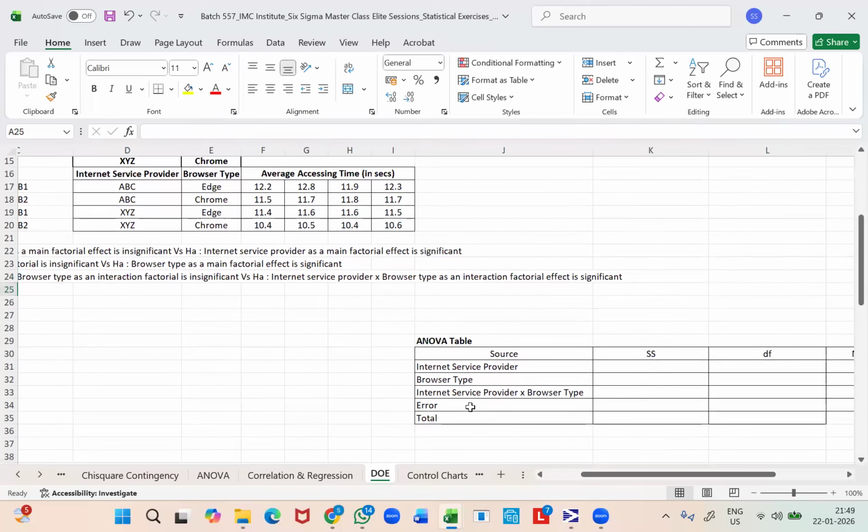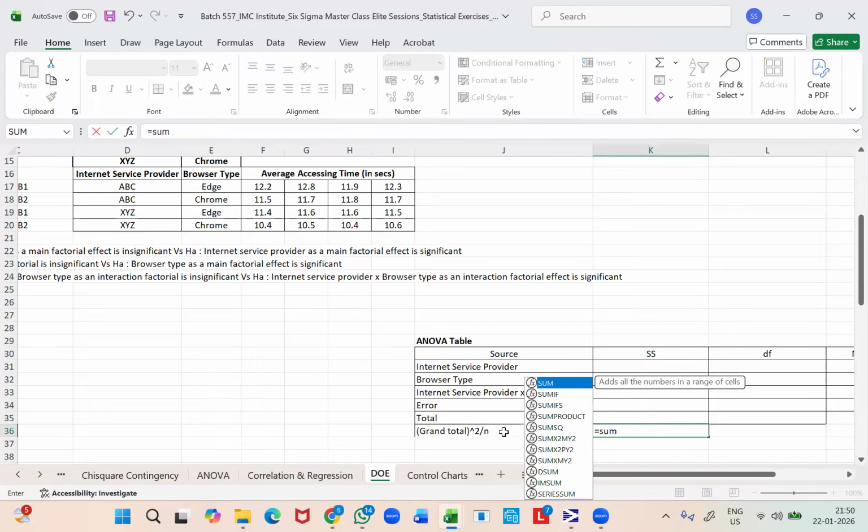So what I need to do, again, I will have the ANOVA table wherein I would need to calculate the sum of squares, degrees of freedom, the mean sum of squares, and then I will calculate the F calculated value for all these factorial effects and then see whether any of these factorial effects is significant or not. So when we calculate the sum of squares, we need to first find out the grand total square by n value. Grand total square by the sample size.